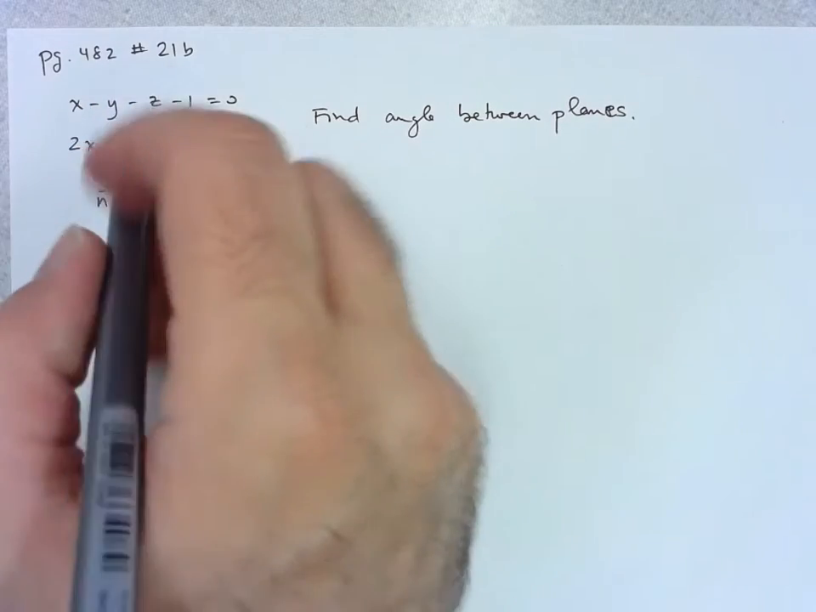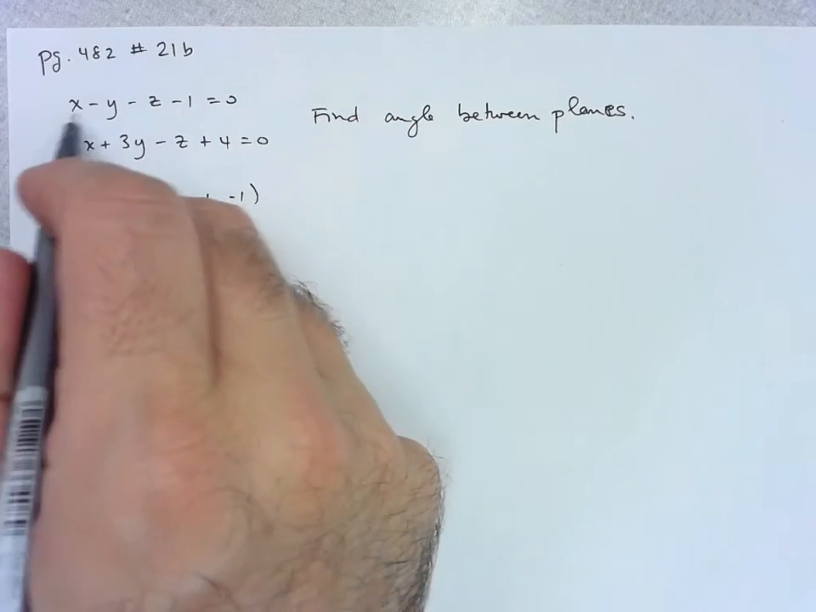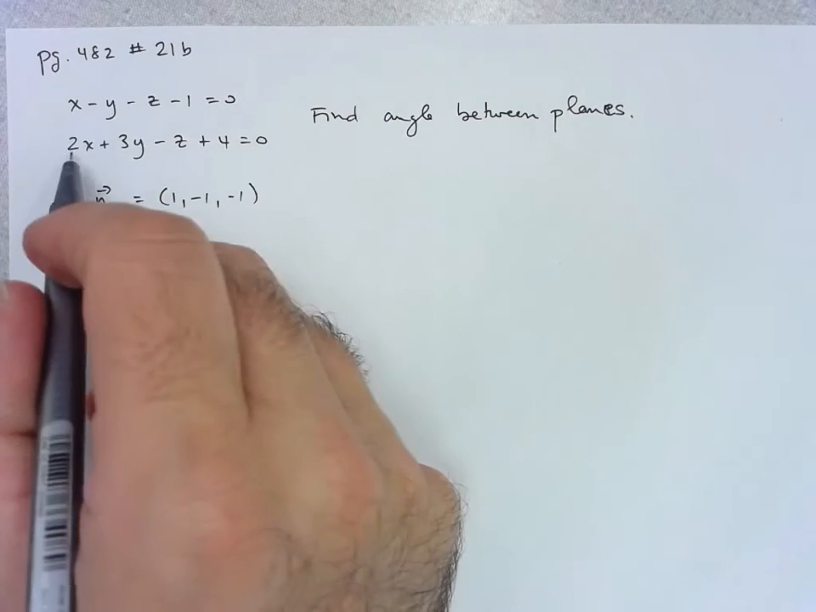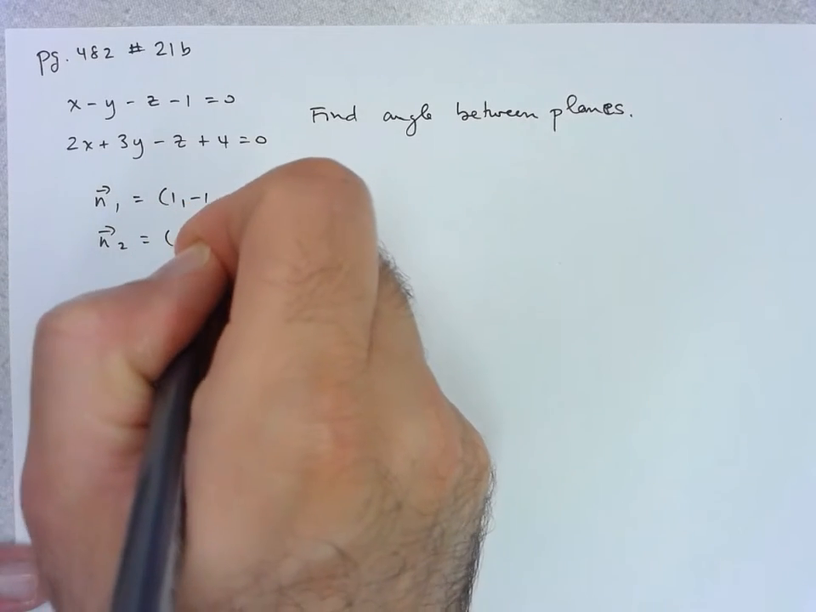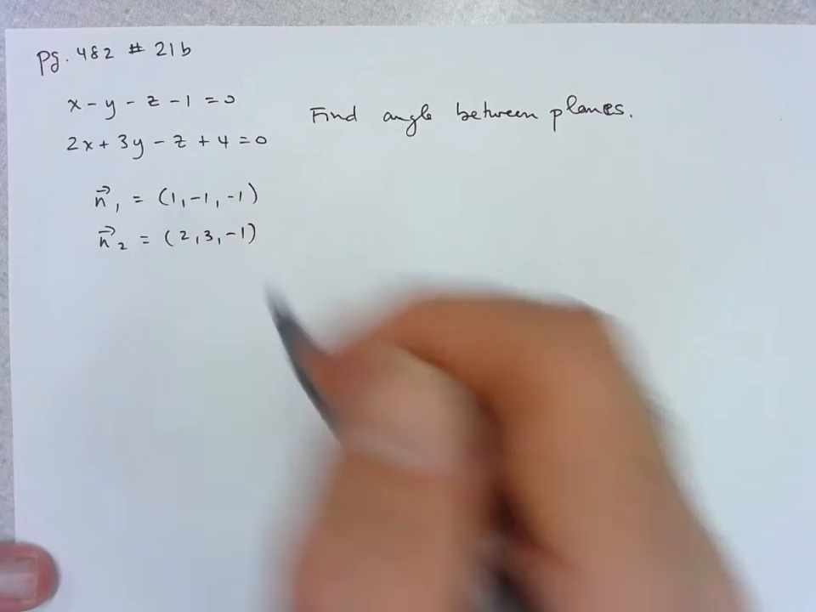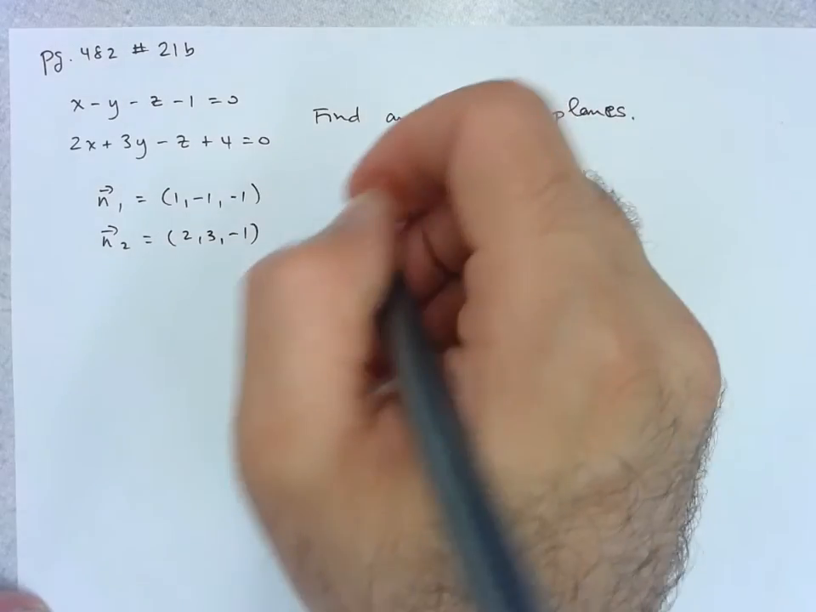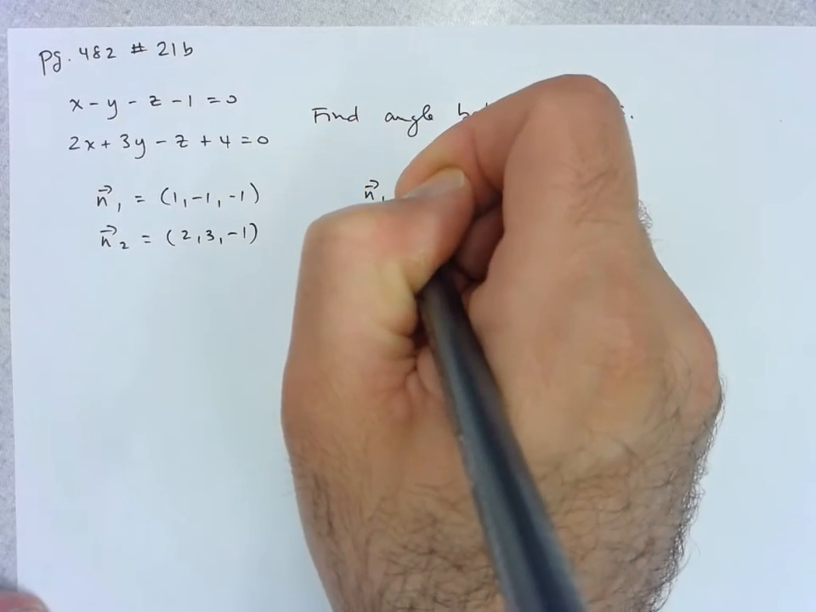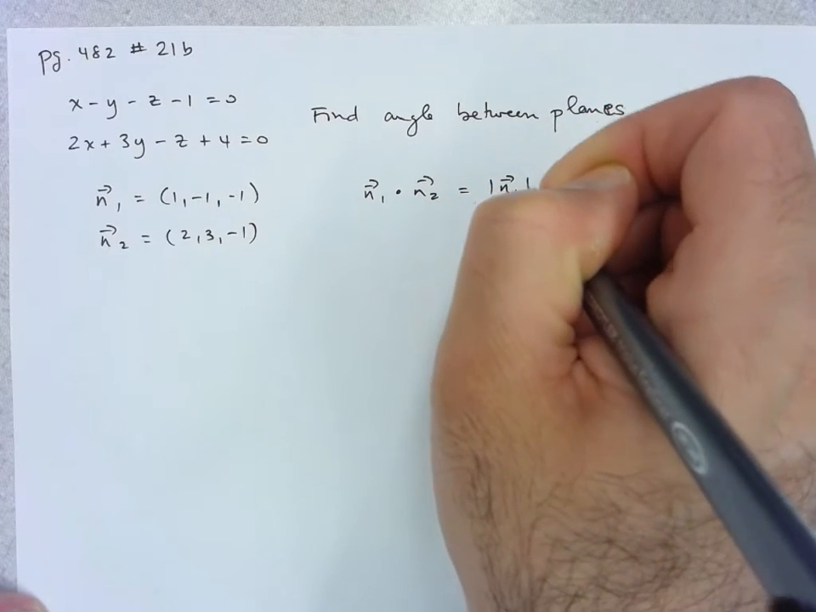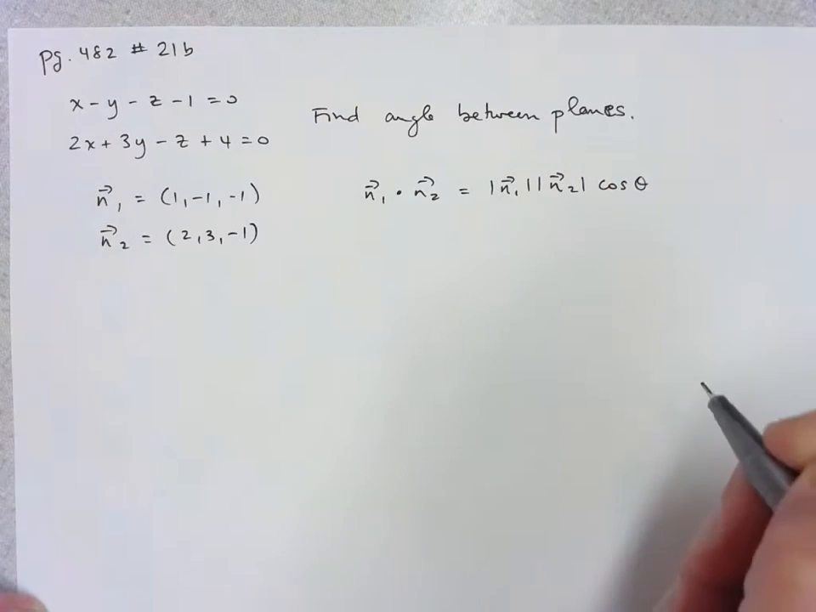Normal vector 1 is going to be 1, negative 1, negative 1. Just look at the A, B, and C. And then normal vector 2 is just going to be 2, 3, negative 1. In order to determine the angle between two vectors, the easiest thing is to use the dot product. Essentially we're going to use the fact that n1 dot n2 is equal to the magnitude of n1 times the magnitude of n2 times cosine of theta.